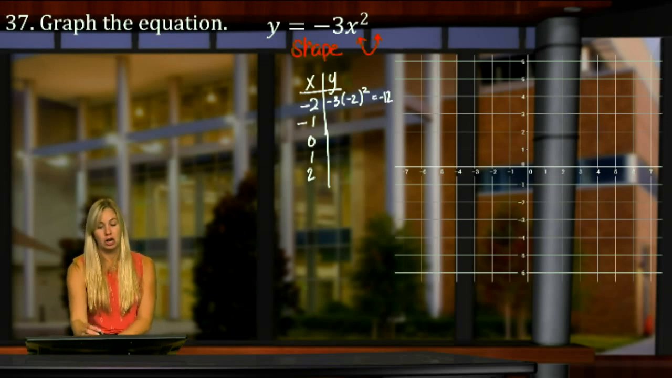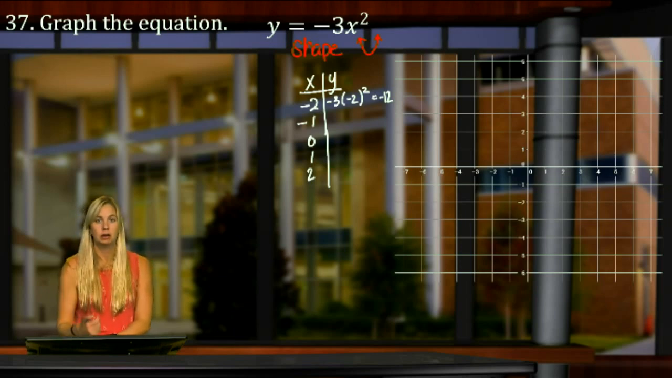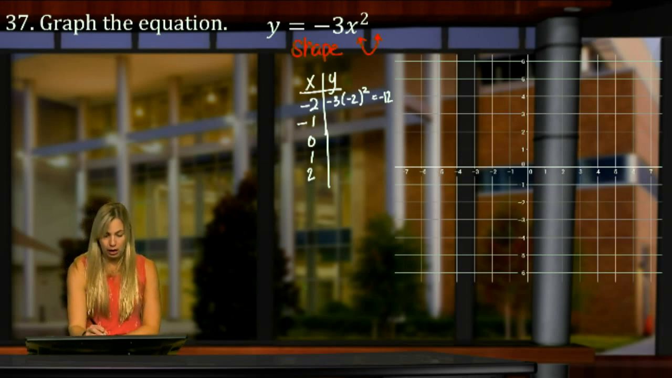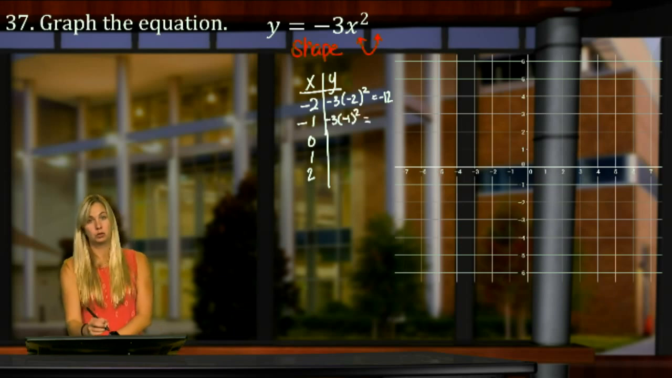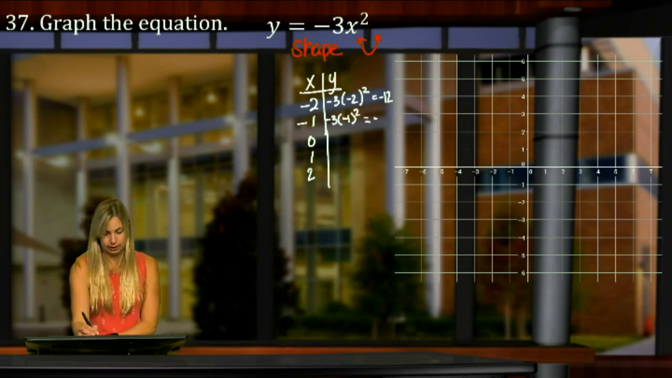Be very careful. You're not multiplying -3 times -2 and then squaring it. We need to do exponents before multiplication. We plug in -1, -3 times -1 squared. Again, -1 squared is +1, times -3 is -3.